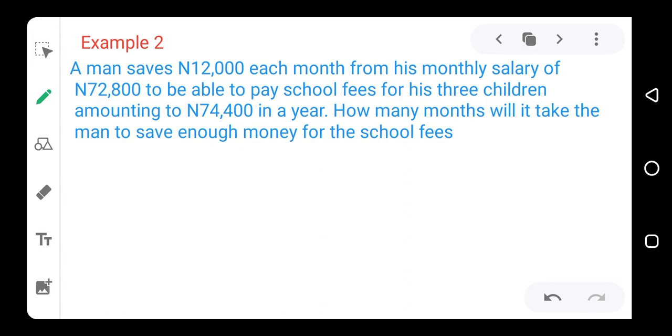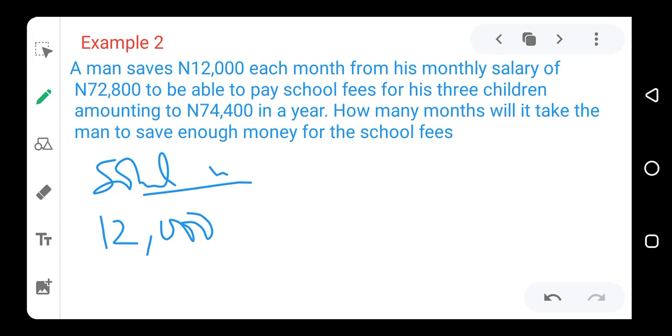We are interested in the amount that is saved per given time. Solution: amount saved per given time is 12,000 naira. It says 12,000 naira per month, each month. Then the duration that we are looking for: how many months? We don't know the duration. So let's call the duration X or D. We don't know duration D.